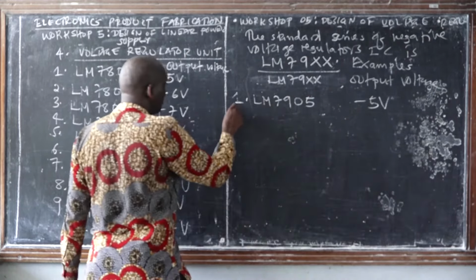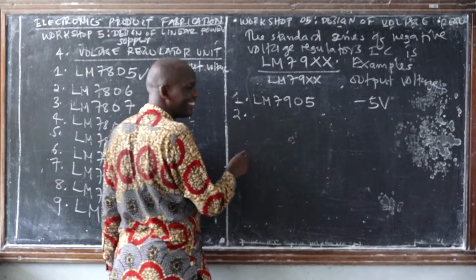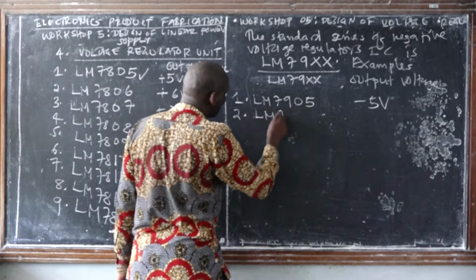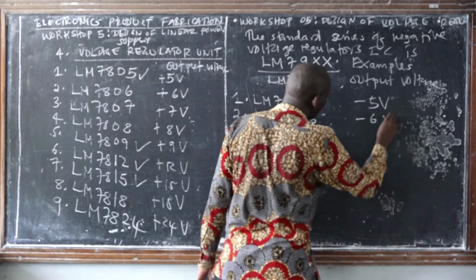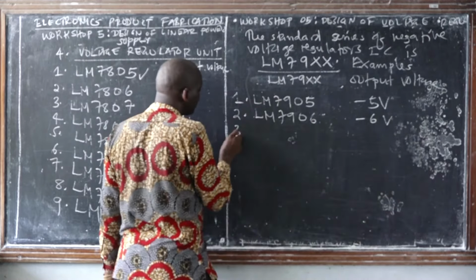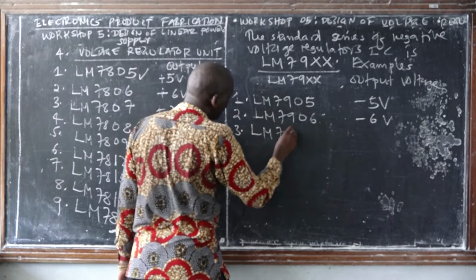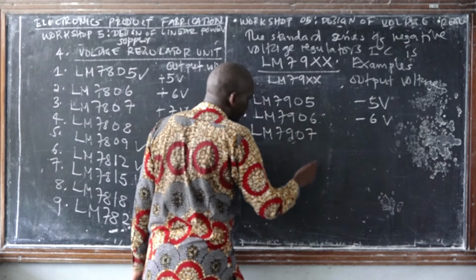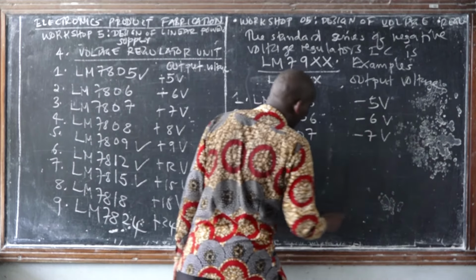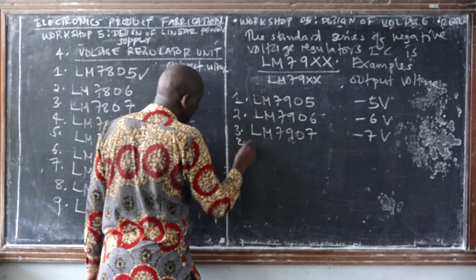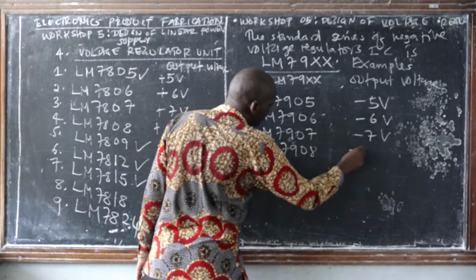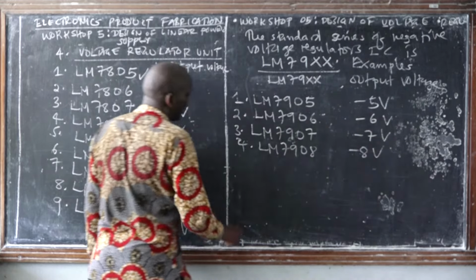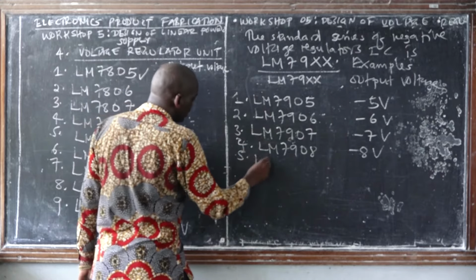The next example, LM79 what? 06, negative what? 6 volt. Then LM79 what? 07. 7 what? 7 volt. Then LM79, negative what?